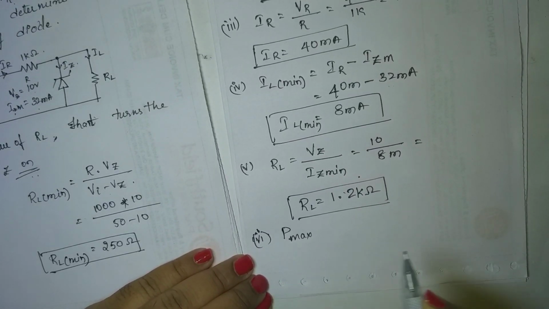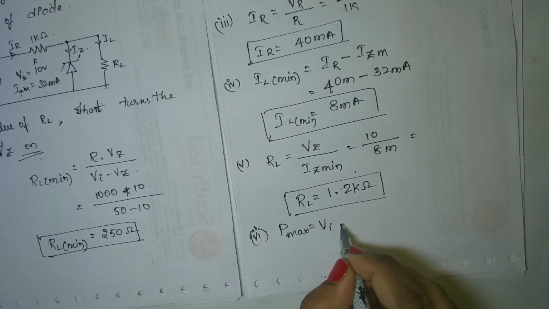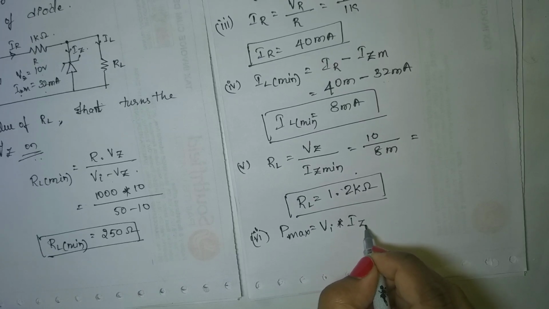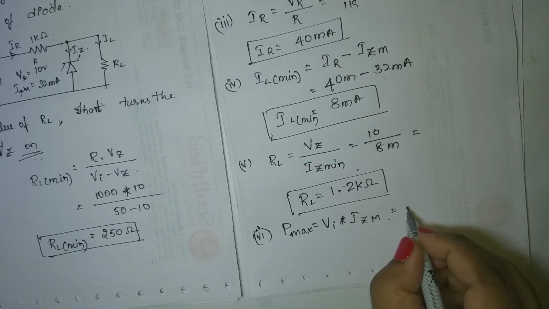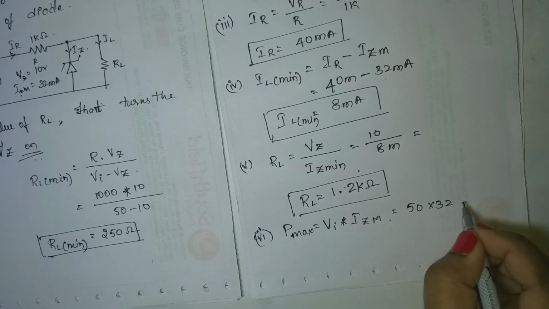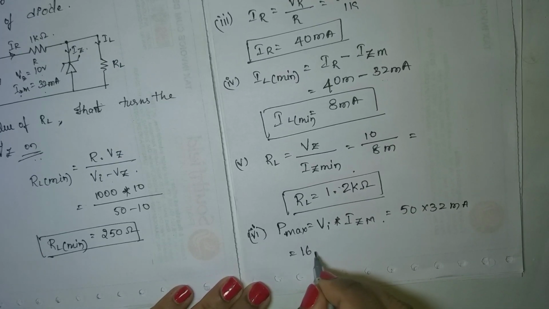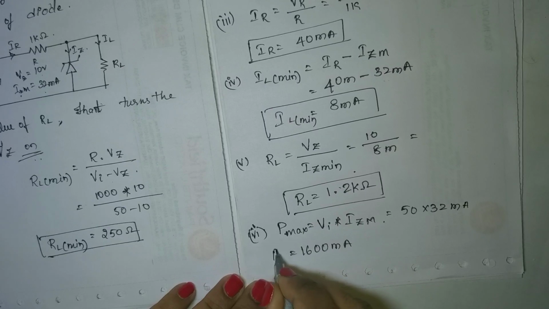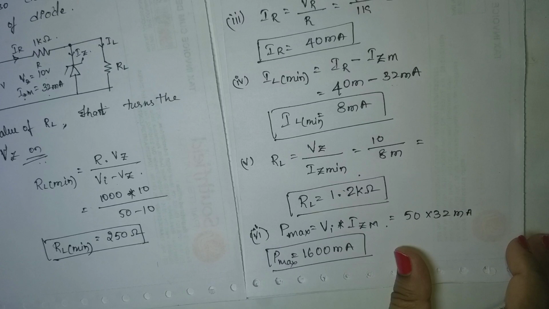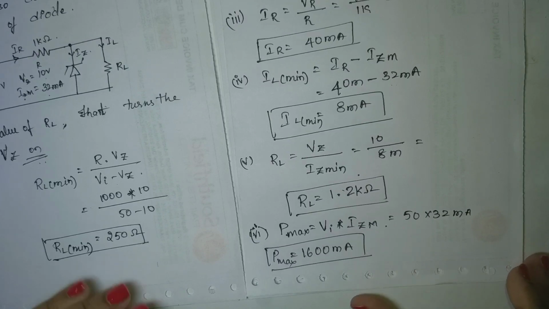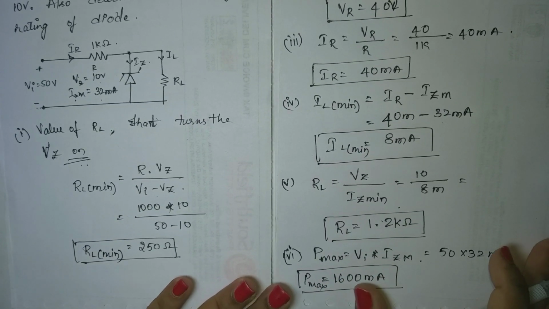What is the maximum power dissipated? That is equal to Vi into IZ maximum. What is the value of Vi here? It is 50 into 32 milliamps, whose value will be equal to 1600 milliwatts. This is the maximum power dissipation. So this is how you calculate the wattage of the given diode. This is how you solve the problems for Zener diode.